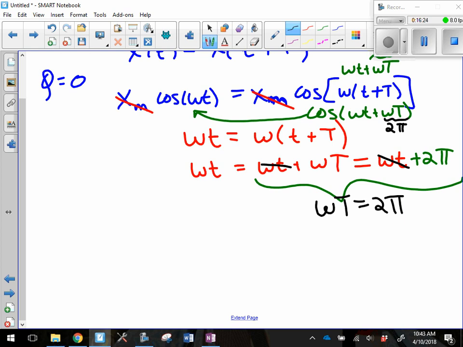And if omega is the angular frequency and T is the period, then the period is going to be 2 pi over omega, which is something you need to remember.